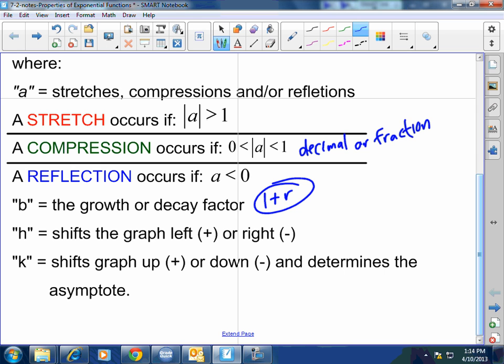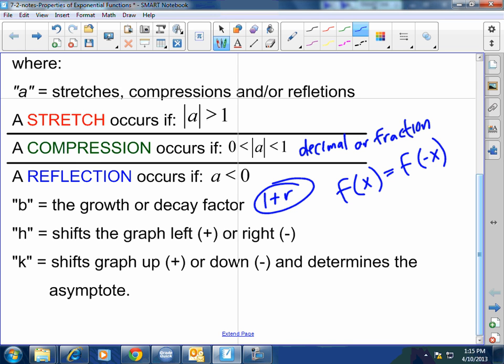Thank you very much. That's a great question. The question was, how do you know if it reflects over the X or the Y? Okay. If I have function f of x, if I make only the x negative, I am going to be reflecting over, I'm sorry, wait.